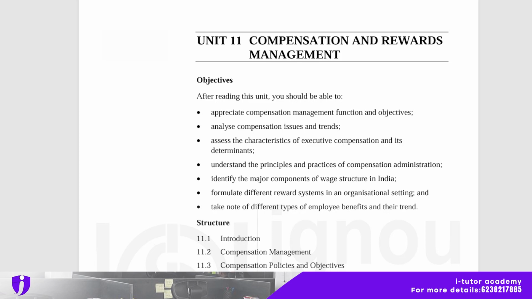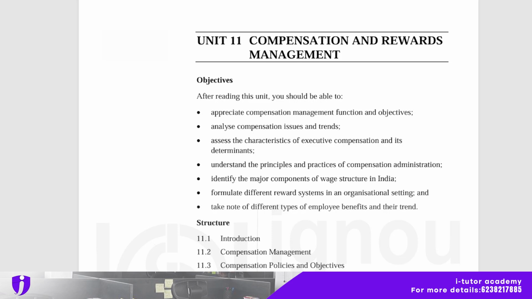After reading this unit, you should be able to appreciate compensation management function and objectives, analyze compensation issues and trends, assess the characteristics of executive compensation and its determinants, understand the principles and practice of compensation administration, identify the major components of wage structure in India, formulate different reward systems in organizational settings, and take note of different types of employee benefits and their trends. So these are the objectives of this unit.